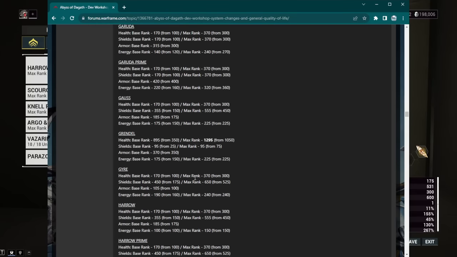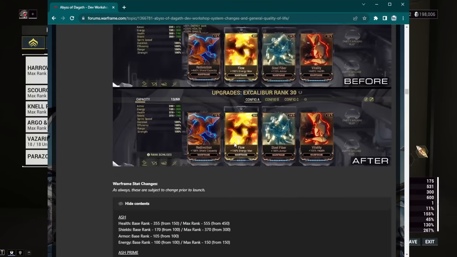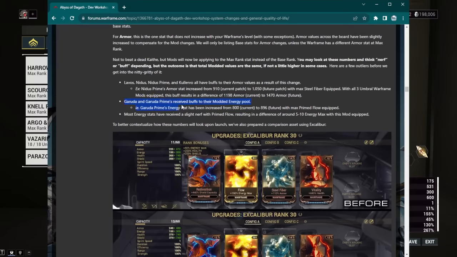Garuda got some armor buffs, Garuda Prime, and she also has an overall energy bar buff once the mod changes go through. I know it says, like, hey, why are you calling it a buff if it's actually a nerf? It technically is going to be a buff with the way Prime Flow applies. That's what they stated earlier. They give the example of Garuda Prime. Garuda Prime is going to have more energy with Prime Flow equipped. So it's going from basically 800 at current to 896 with the Prime Flow equipped.